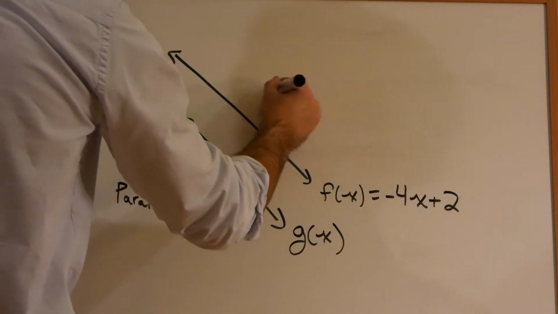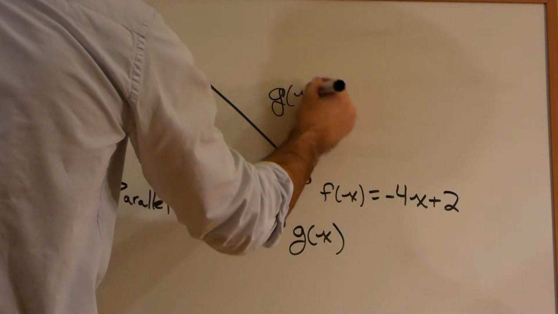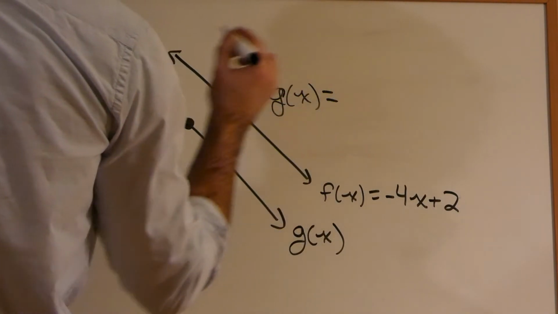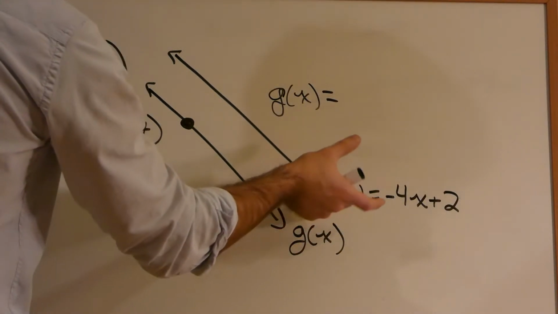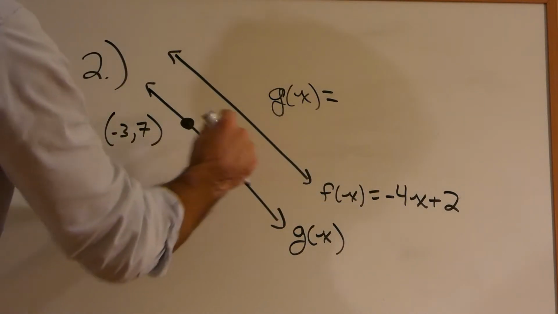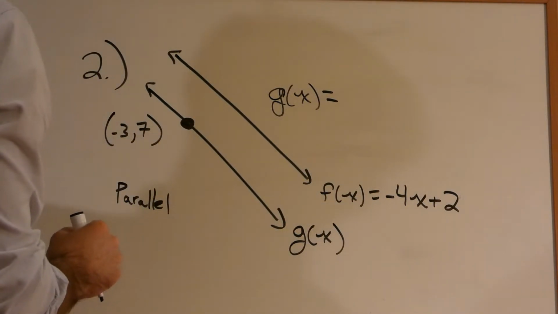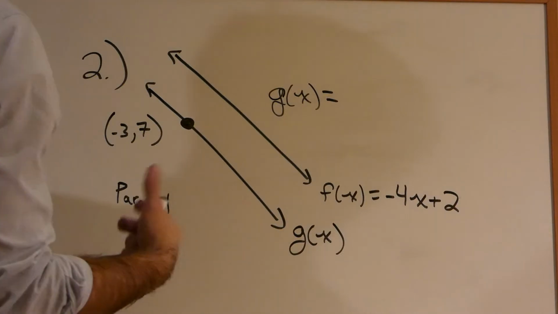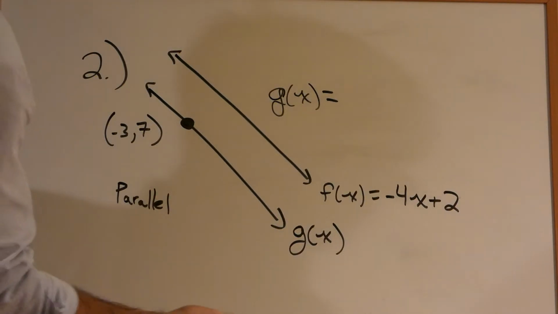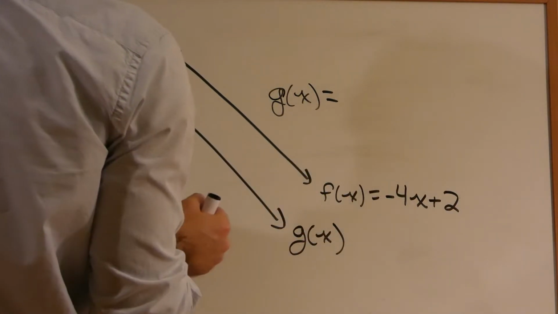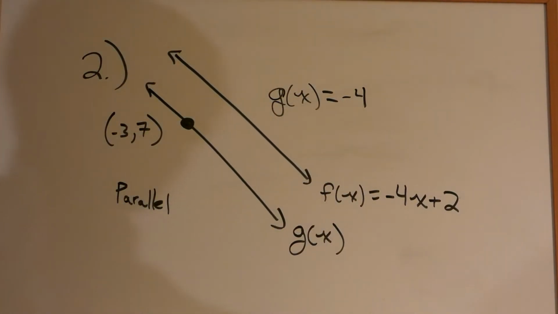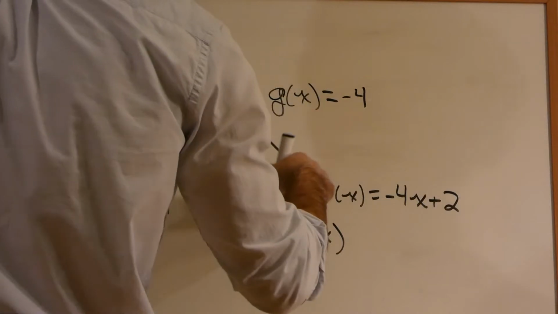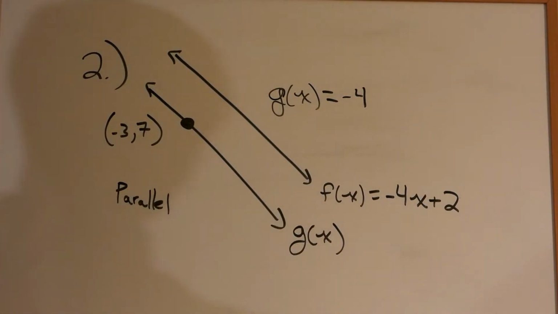So we first write g of x. It's an equation, so we write an equal sign. Now, what we think of next is, what about the slope of parallel lines do we know? Parallel lines are said to have the same or equal slope. So right here we see the slope is -4, so I'm going to write a -4 right here. These lines have the same slope, -4.